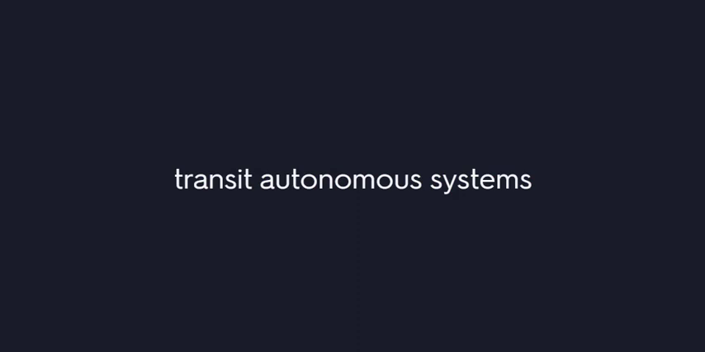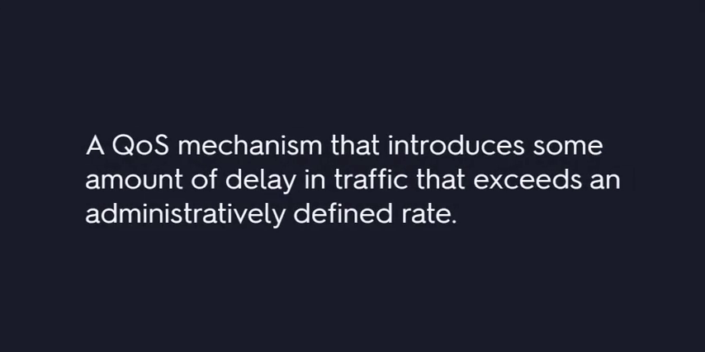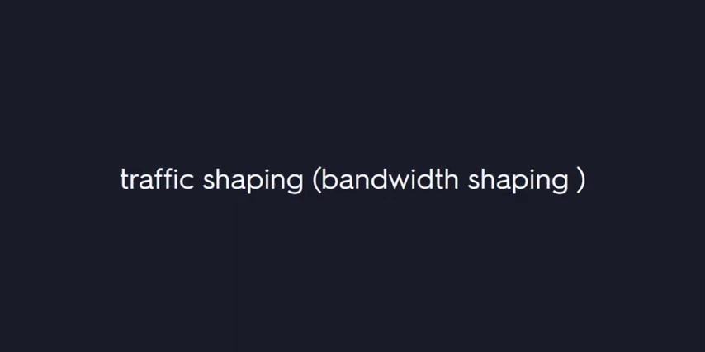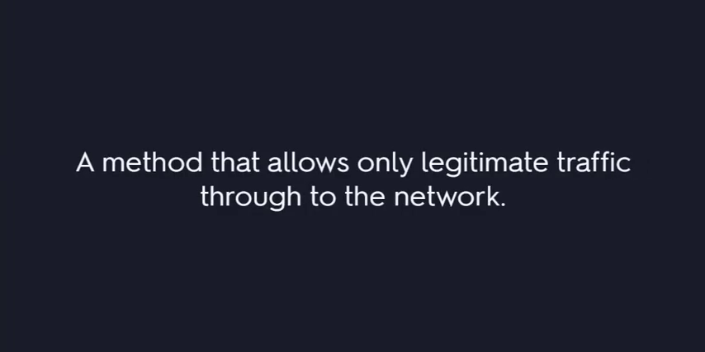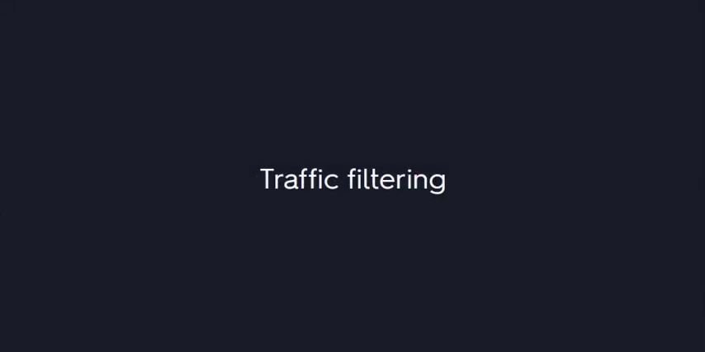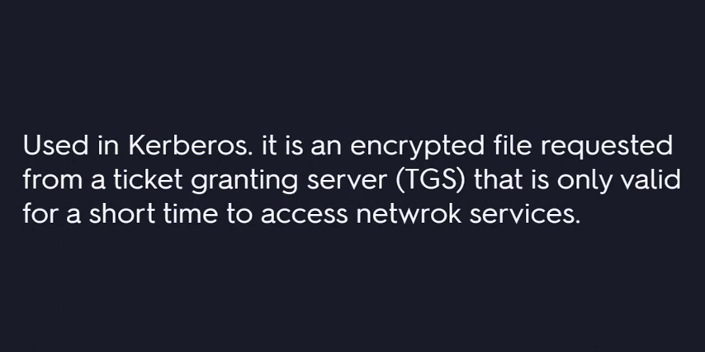An autonomous system in which the source or the destination node does not reside within the system. Transit autonomous systems. A CoS mechanism that introduces some amount of delay in traffic that exceeds an administratively defined rate. Traffic shaping. A method that allows only legitimate traffic through to the network. Traffic filtering. Used in Kerberos, it is an encrypted file requested from a ticket-granting server that is only valid for a short time to access network services. TGT.